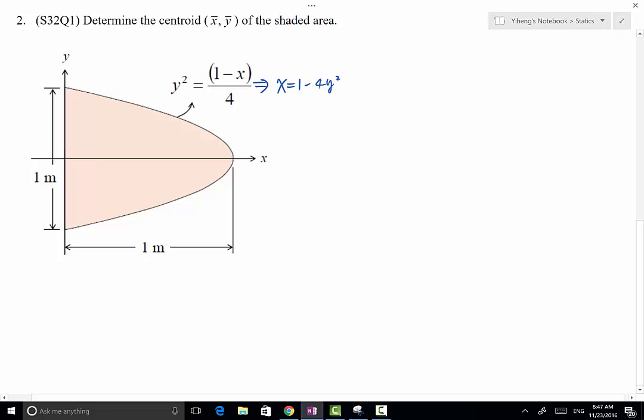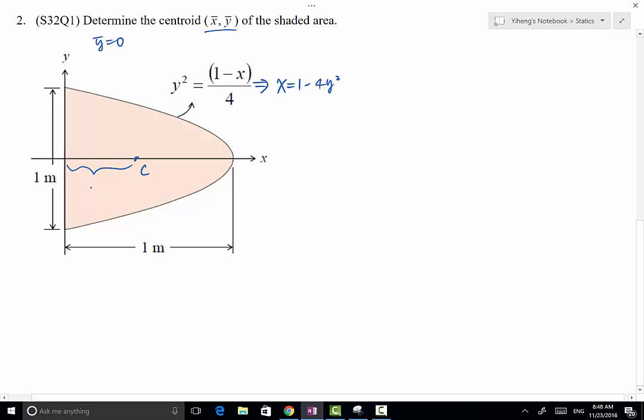For this shape, we need to determine its centroid location, x bar, y bar. But we already know what y bar is. y bar has to be 0 because this shape is symmetric about the x-axis. Therefore, the centroid must be on the axis of symmetry. So the centroid C must be along the x-axis.